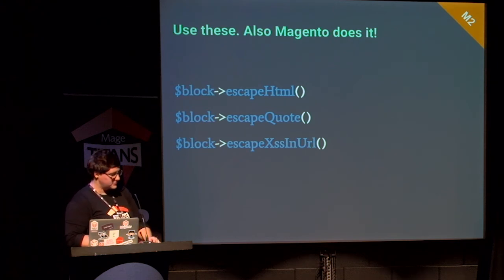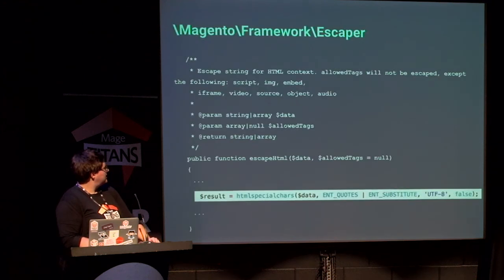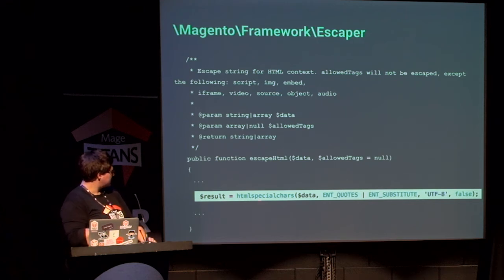So the most important one is escapeHtml. This is just used to output any string that should not contain HTML. It's defined in the Magento framework escaper, and as you can see, there is also an additional attribute for allowed tags, which won't be escaped in this case. And internally, it uses htmlspecialchars.